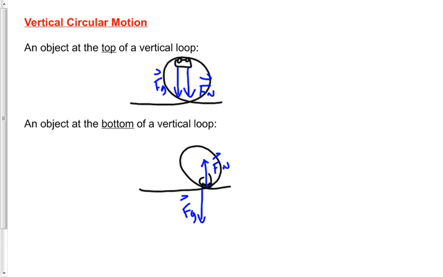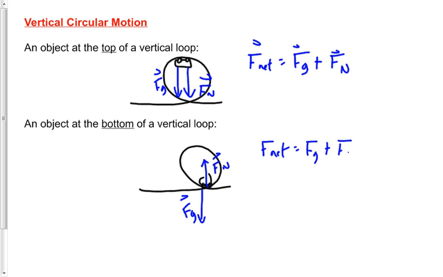Now, at this point, you could probably analyze this yourself without my help, because whenever we see a free body diagram, we did this ad nauseum in the last unit. Whenever we see a free body diagram, we say F net is equal to the sum of the forces. In this case, it's Fg plus Fn, and in this case, it's also Fg plus Fn. We got a difference in direction here, but the same basic principle applies, the same two forces, just in different directions.